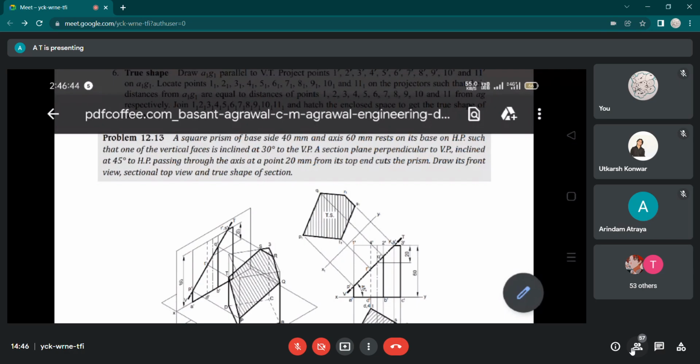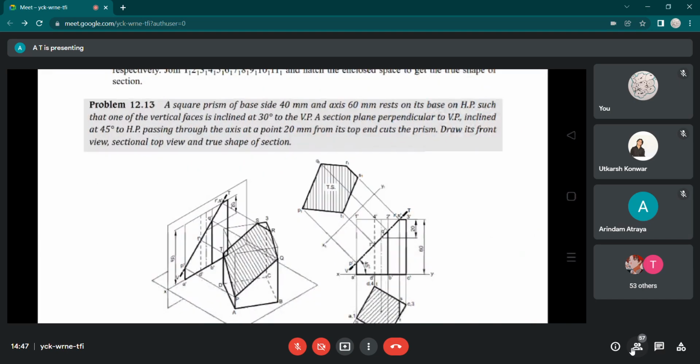How many rectangular faces does a square prism have? Sir, 4. Yes, 4. So one of those rectangular faces is inclined at 30 degrees to the vertical plane.